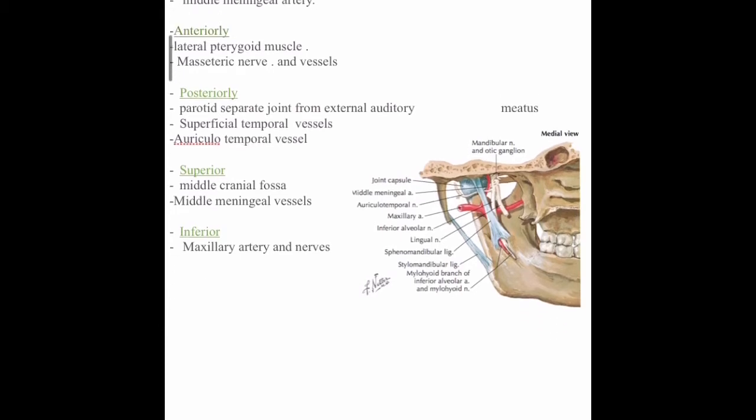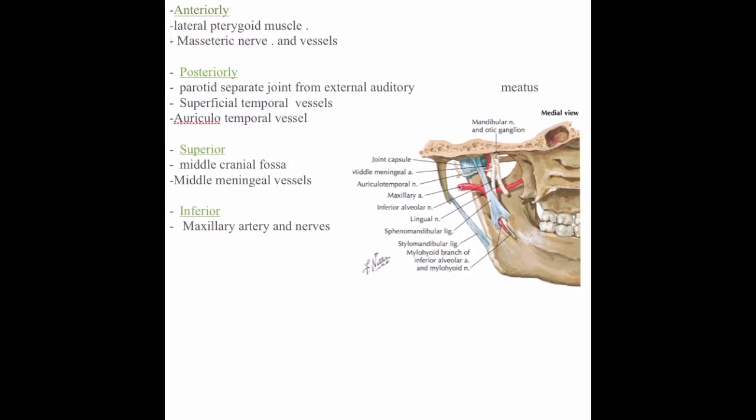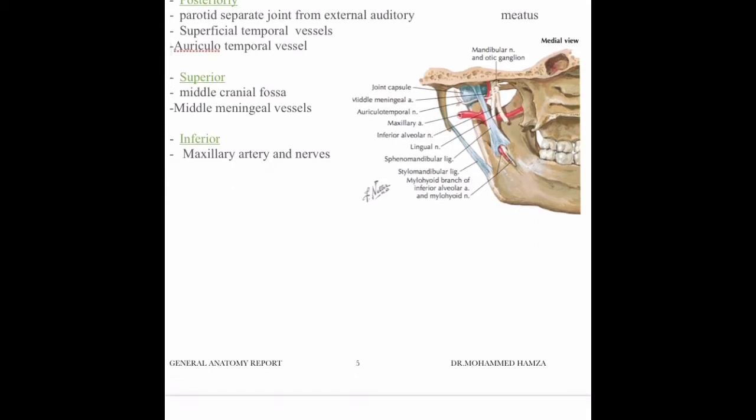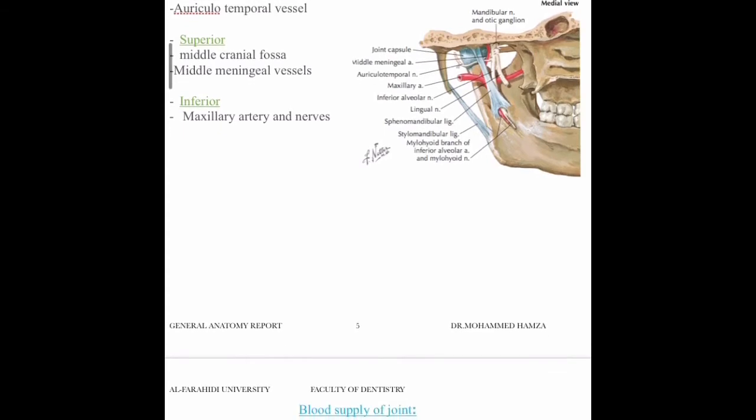On the anterior side, we have the lateral pterygoid muscle and the masseteric nerve and vessels, and posteriorly we have the parotid, which separates the joint from the external auditory meatus, and also the superficial temporal vessels and the auriculotemporal nerve. Superiorly, we have the middle cranial fossa and the middle meningeal vessels, and inferiorly we have the maxillary artery and nerve, as shown in the figure.